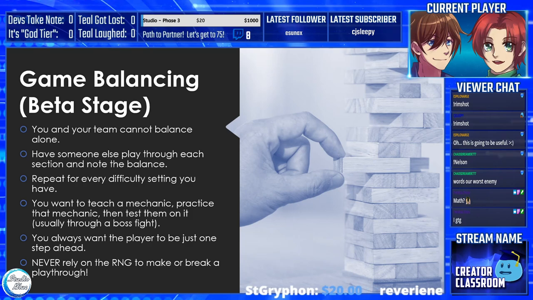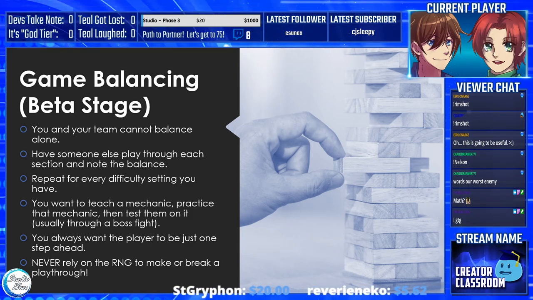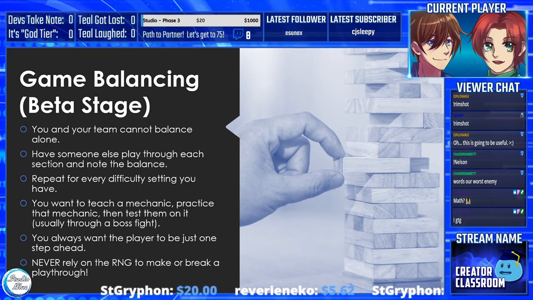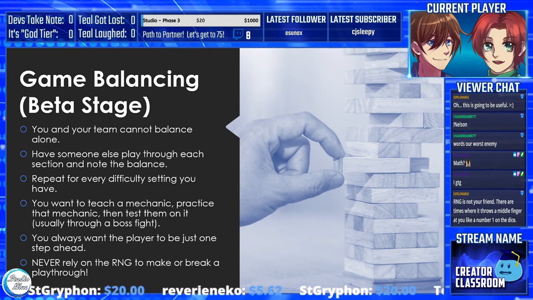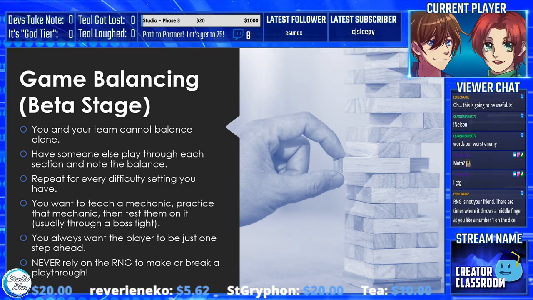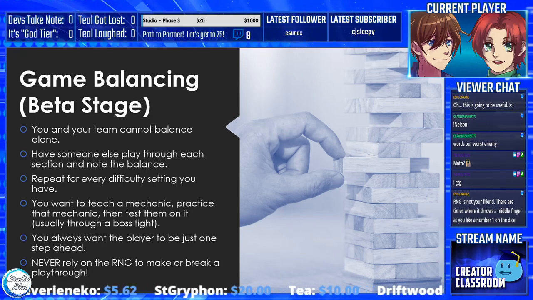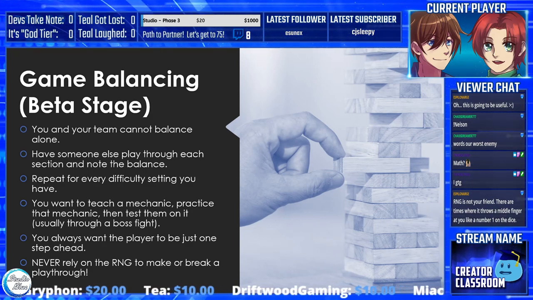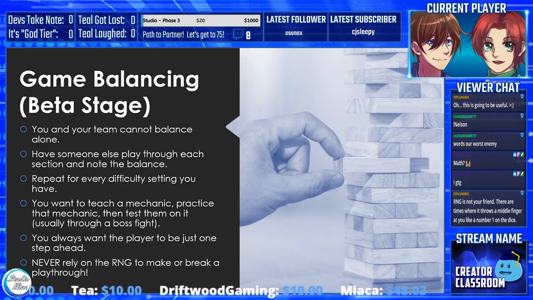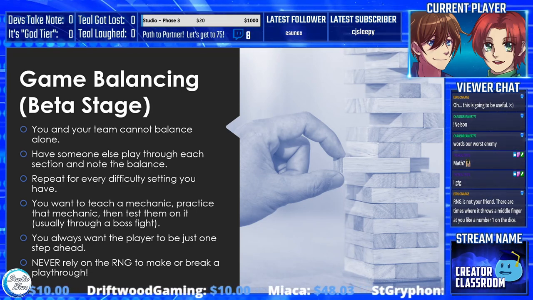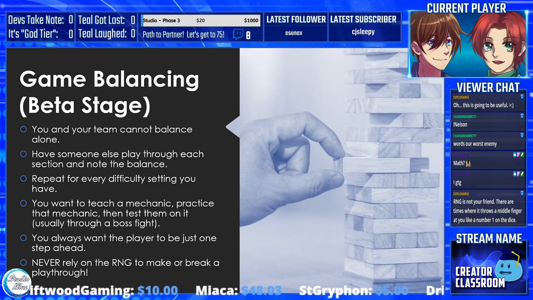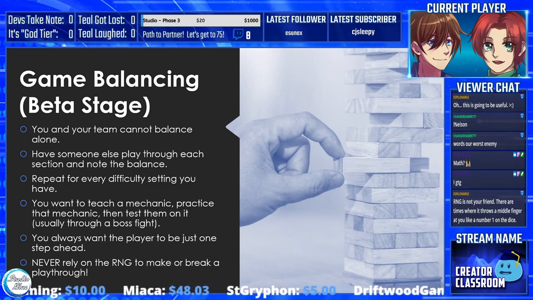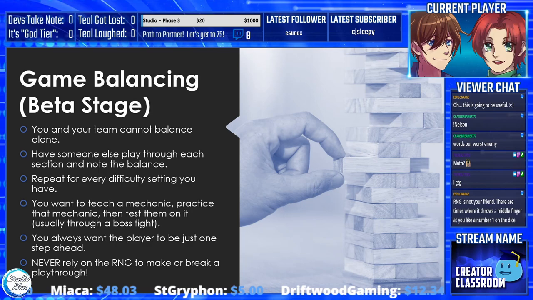But you've got to have somebody other than yourself and your team to play through this for game balancing, because you've done this over and over. You know the ins and outs of it. You cannot be an impartial judge on your game balancing. You know how to cheat, you know how to trick. You know exactly what to do to win, and even if you try to play dumb, you can't. It's not possible. So your balancer needs to be someone who didn't actually create it.